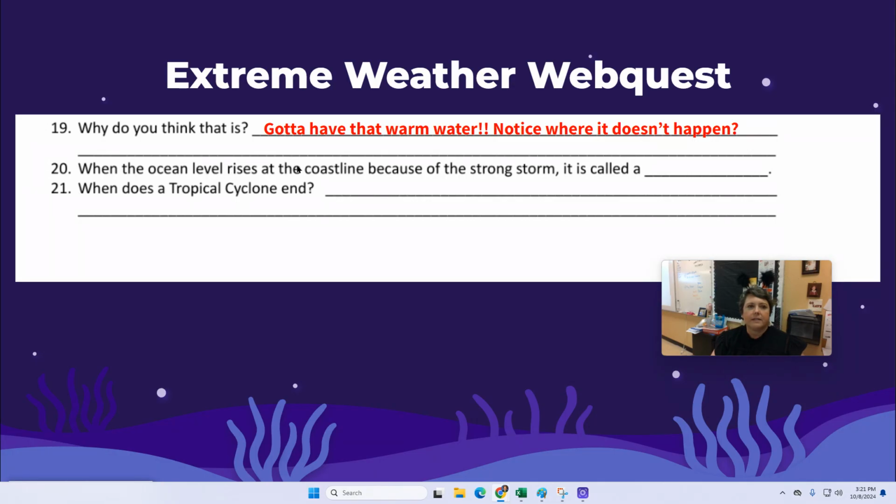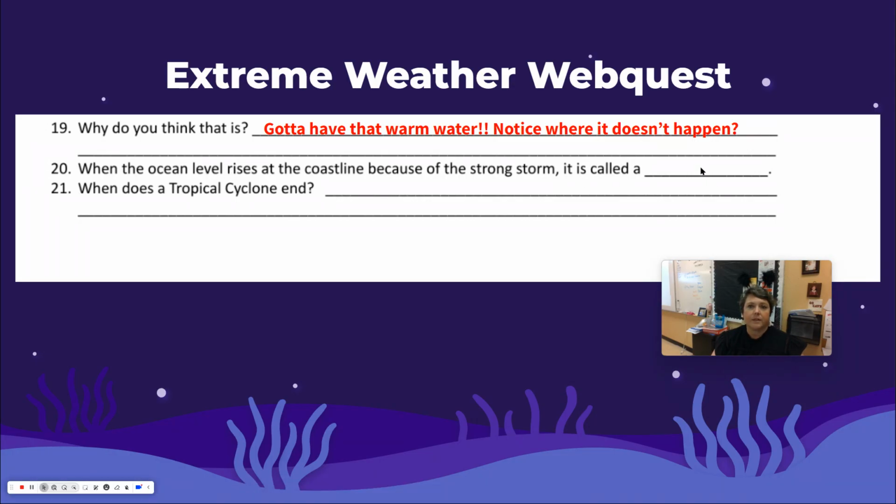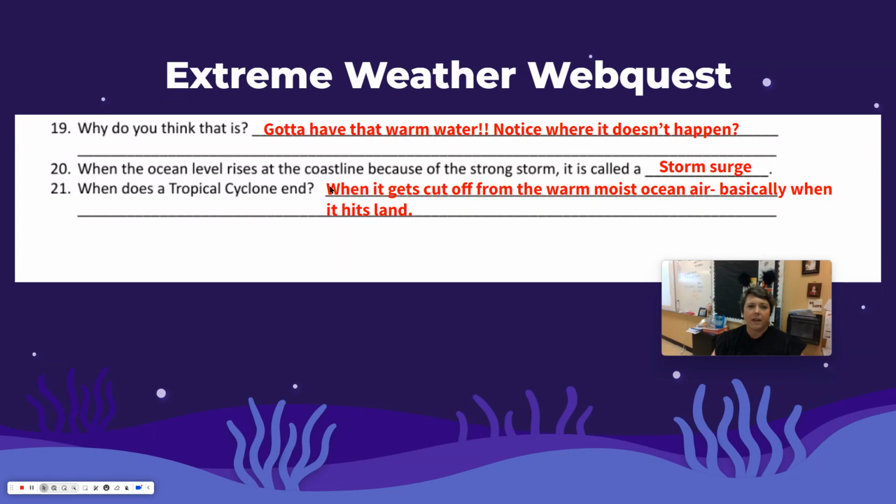When the ocean level rises at the coastline because of the strong storm, it's called the storm surge. Look that up about this hurricane right now that's in the Gulf. And the tropical cyclone ends when it gets cut off from the warm, moist ocean air, which is usually when it hits land. You'll see this one, as soon as it hits land, it goes down in category, and then it's going to kind of jump over Florida, and then it could get big again. It does that a lot when it comes into the Gulf. It'll get a little smaller when it hits that land, and then it'll get bigger again.